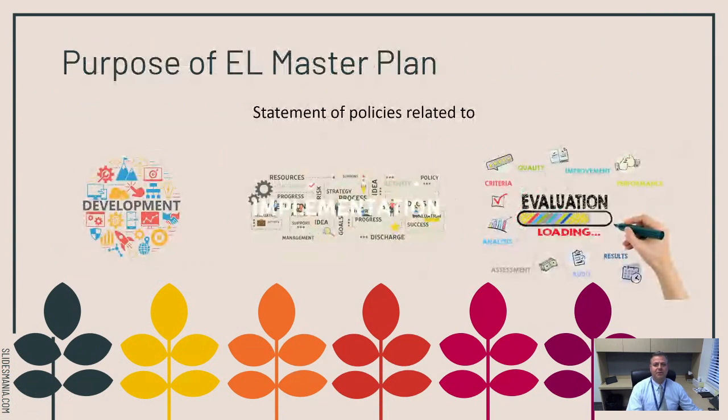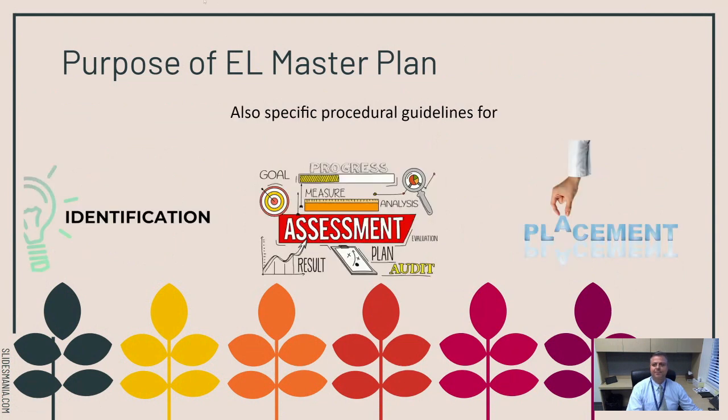The primary purpose of the English Learner Master Plan is to provide the district and the schools with a clear statement of the policies related to the development, implementation, and the evaluation of English learner programs and services within the district. The master plan also provides specific procedural guidelines for the identification, assessment, and placement of students within the program and the services that we offer to English language learners.